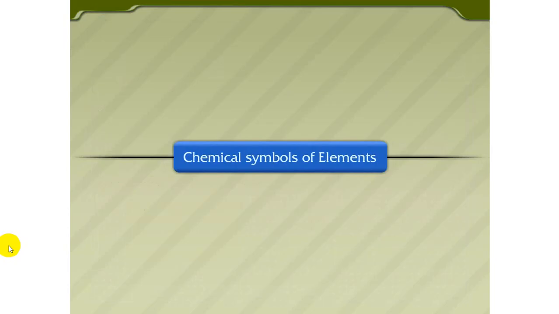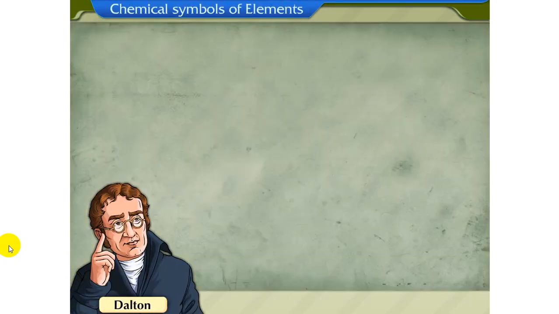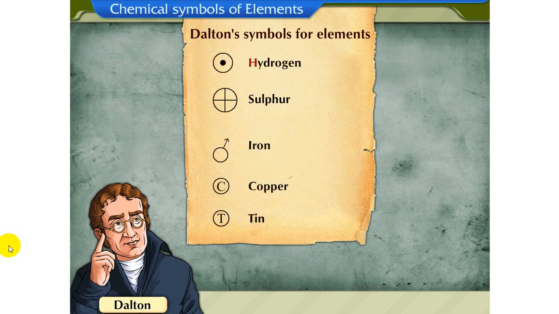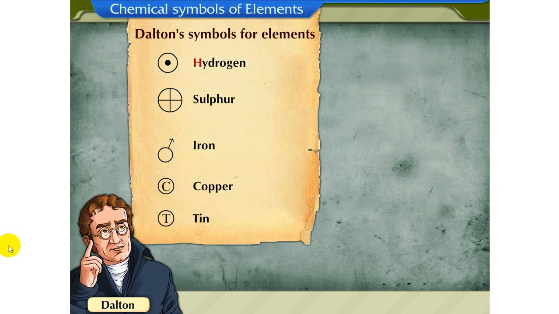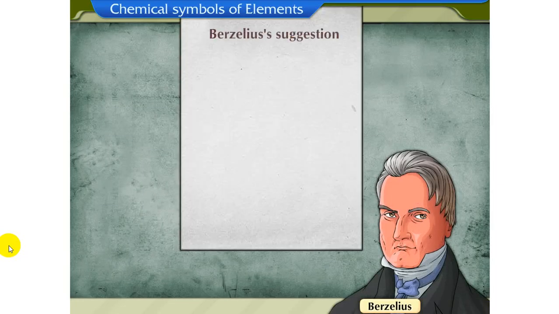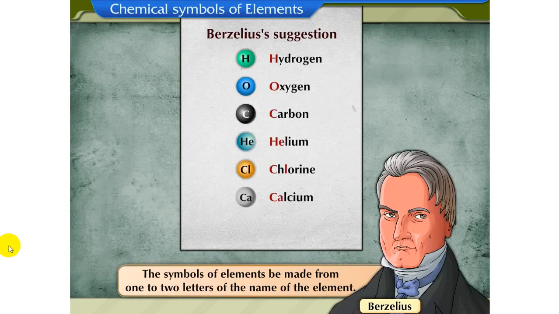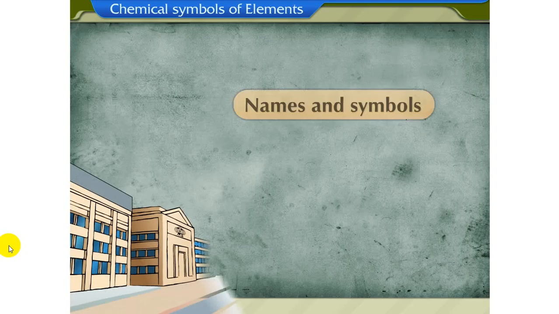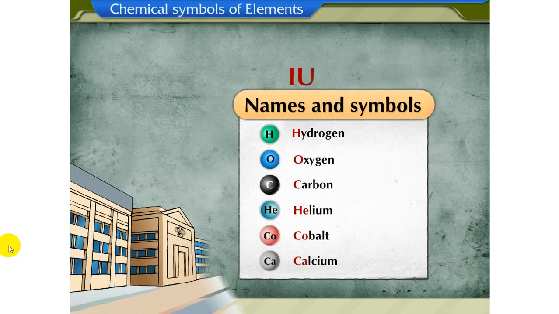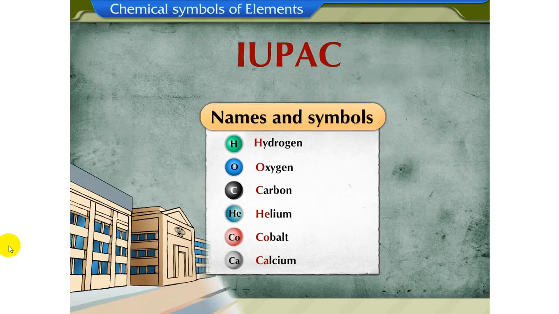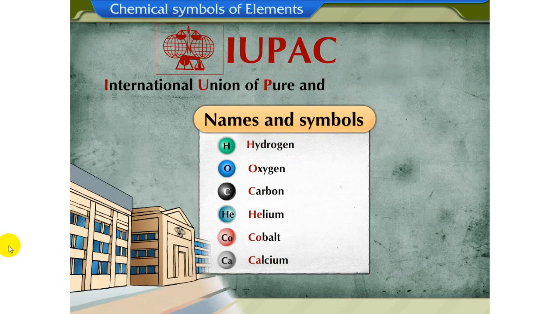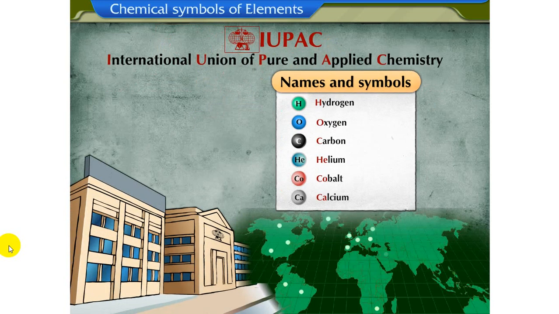Chemical symbols of elements. Dalton was the first scientist to use symbols for elements. He used circles to represent elements. Berzelius suggested that the symbols of elements be made from 1 to 2 letters of the name of the element. Now, we use names and symbols decided by IUPAC, that is, the International Union of Pure and Applied Chemistry. The names and symbols decided by them are used all over the world for international trade.